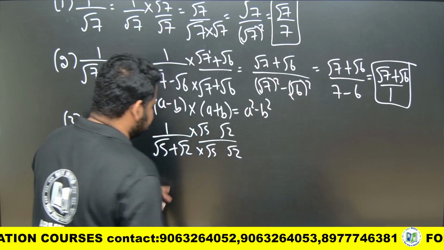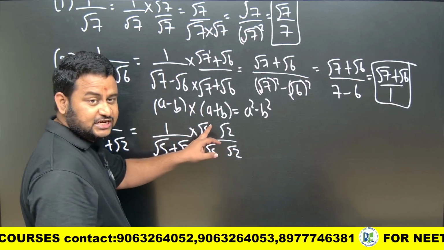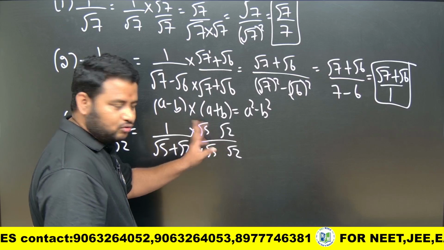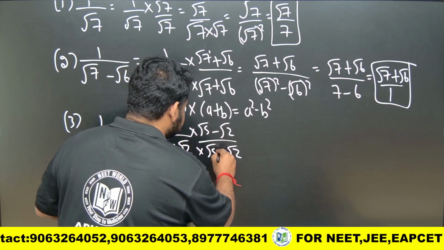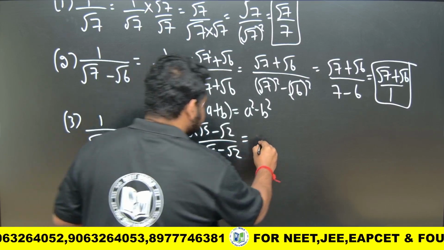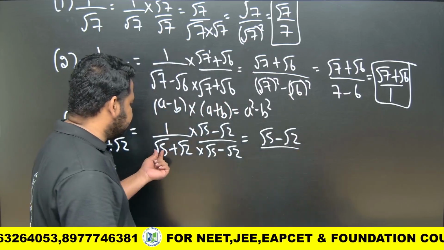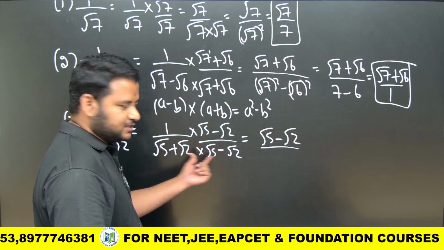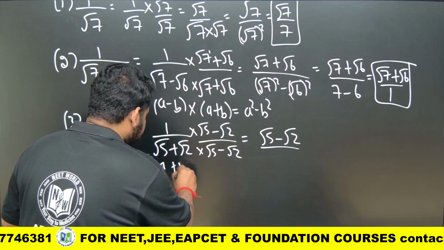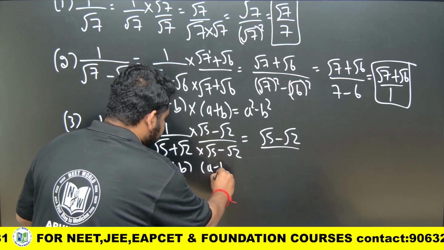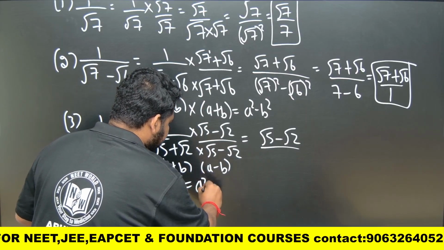Why am I leaving the space? I have to write the sign. Here plus is there, so should I write plus only? No. Here, if it is plus, it should be minus. So this will become root 5 minus root 2. Again, this is of which form? A plus b into a minus b, correct? A plus b into a minus b form. So this becomes a square minus b square.